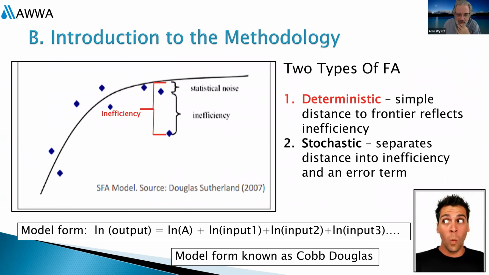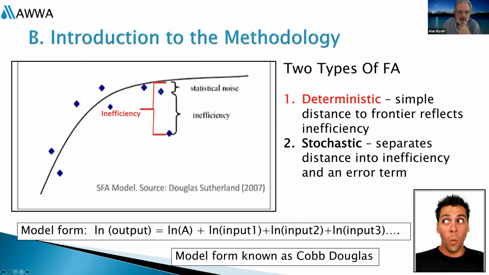frontier analysis, and there are two types. One is called a deterministic approach, which I have colored in red. And what you have here is an efficiency frontier and a blue dot. I don't know if my mouse will work. Can you see the mouse?